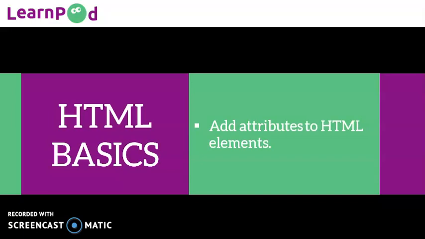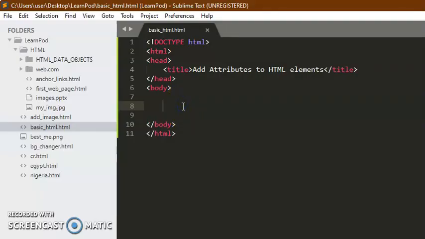In this lesson, we want to learn how to add attributes to HTML elements. Well, just as the English word attribute means characteristics. Remember the last time we worked on images, we had the src attribute. We also had the width attribute, the height attribute, and of course the title attribute.